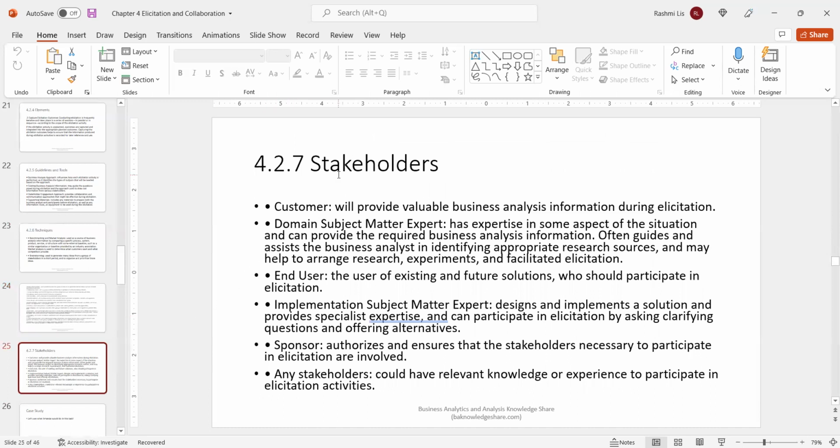Some stakeholders in this are the customer, who will provide valuable business analysis information during elicitation; the domain subject matter expert, who has the expertise in some aspect of the situation and can provide the required business analysis information; the end user, who's a user of existing and future solutions; the implementation SME, who designs and implements a solution and provides specialist expertise; the sponsor, who authorizes and ensures that the stakeholders necessary to participate in elicitation are involved; and any stakeholders who could have relevant knowledge or experience to participate in elicitation activities.